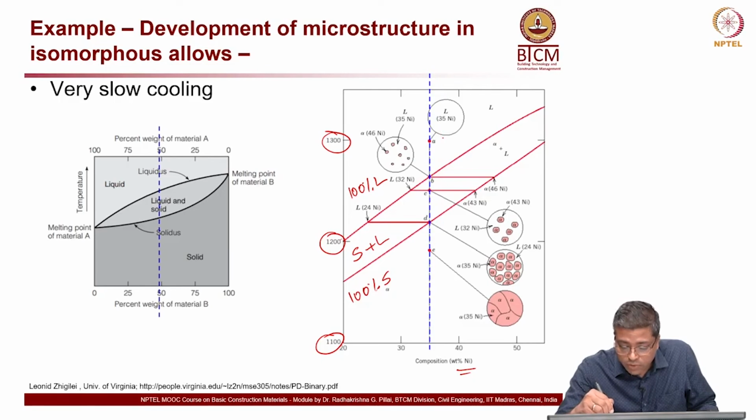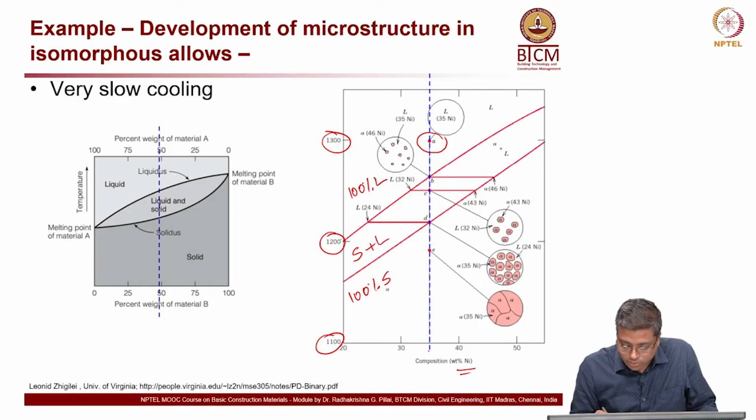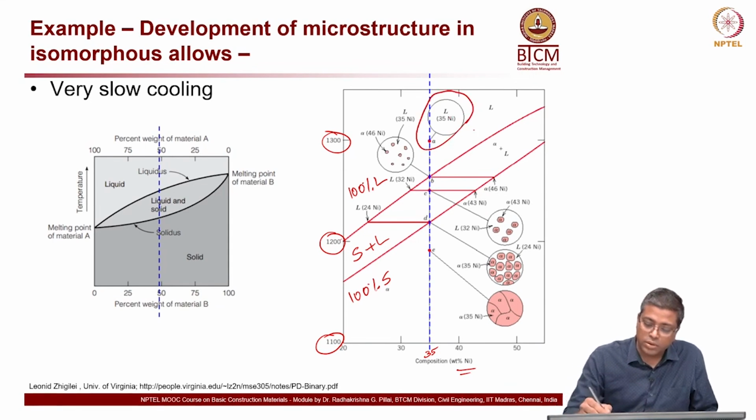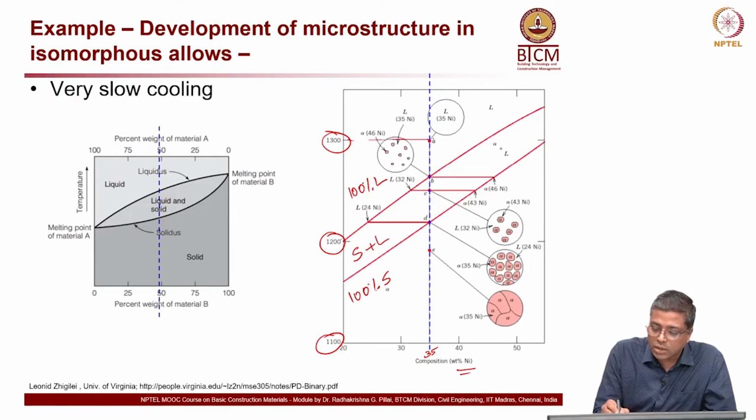So, here you can see the point A has all liquid phase. If I take this point, it is about 35% nickel. So, the entire thing is liquid, full liquid. This point A is at about 1300 degrees temperature, right, this point here.